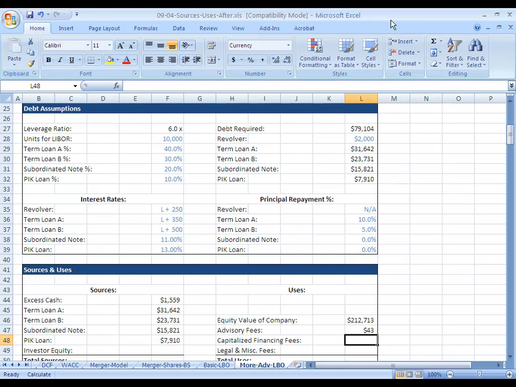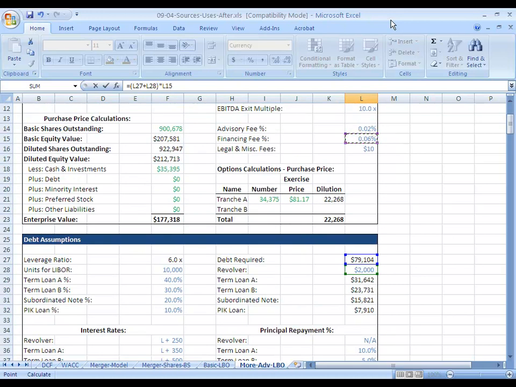Now for the financing fees right here, what I'm going to do is take our 79 billion of debt required plus the revolver, because we want to include the entire potential debt balance. Even though the revolver is not drawn yet, it still costs something to go out and raise the money from banks, so we want to include this in our financing fee calculation as well. So we'll take both those numbers and multiply by the 0.06%.